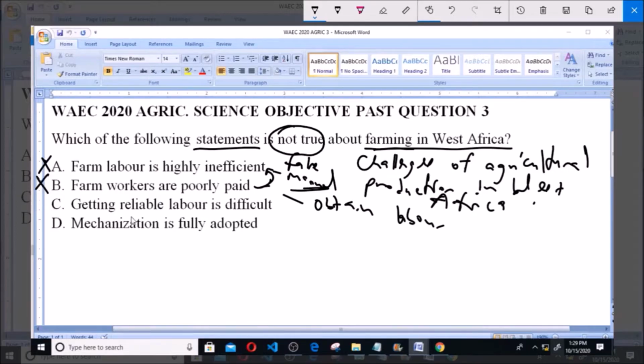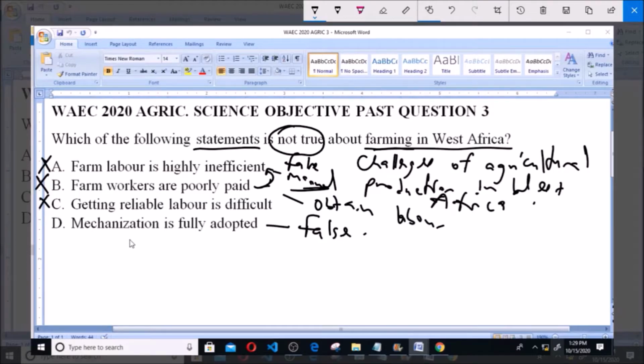Option C says getting reliable labor is difficult. This is also true, similar to what we said about option B, so it is not the answer to the question. Now option D says mechanization is fully adopted. Now this statement is false.